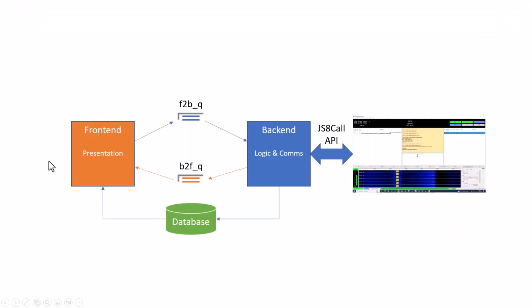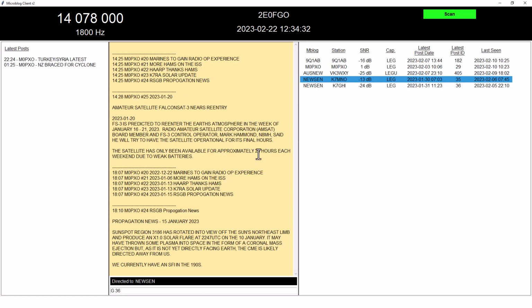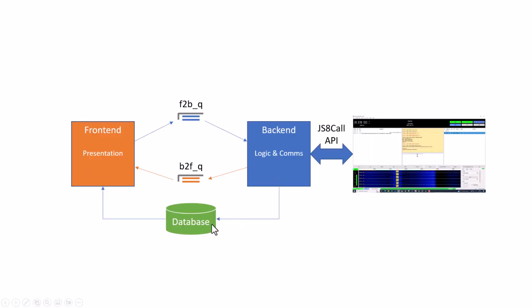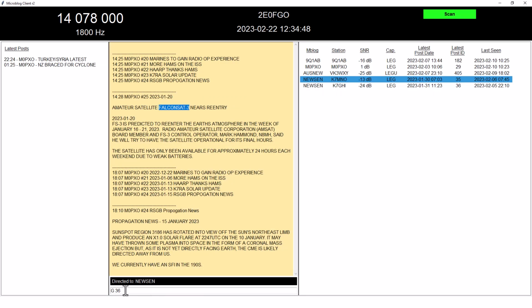But the really neat thing is, of course, that if the backend sees an actual blog message, a blog post, like it sees this one here for Falconsat 3, if it sees that being sent to another user, it can actually stick it in the database, which means it can cache it. And if I subsequently go and get post, what number is that? That would be, so I need to go to M0PXO. This is blog 25.